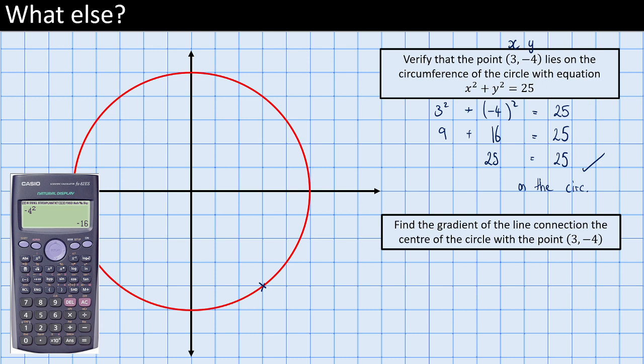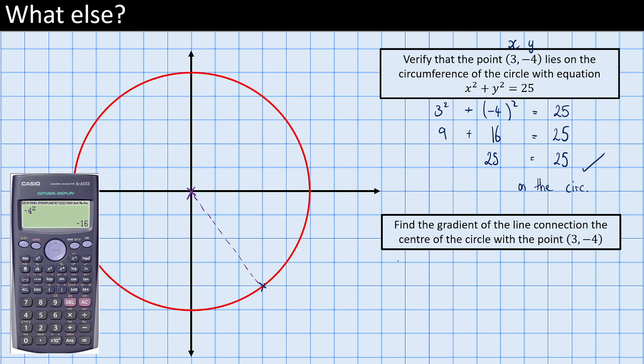And the question underneath, if you have watched the video that I posted before this one on linear graphs, this would be a little bit of a refresher for you. Find the gradient of the line connecting, I meant to type connecting there, the center of the circle with the point 3, -4. I'm going to do this in purple. So that's this line here.